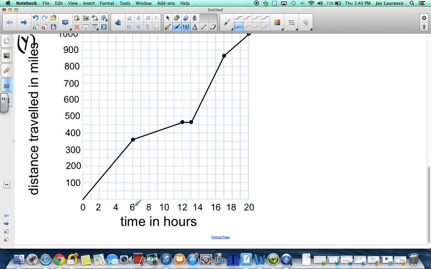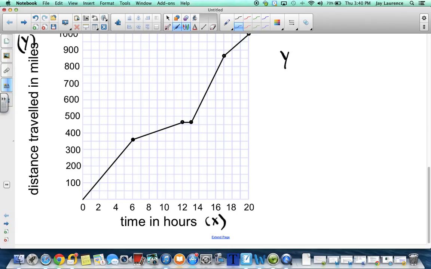Now, along the x-axis, we have our time in hours. Time is the independent variable, and it's along the x-axis. That's not a coincidence. I put the independent variable along the x-axis and the dependent variable along the y.